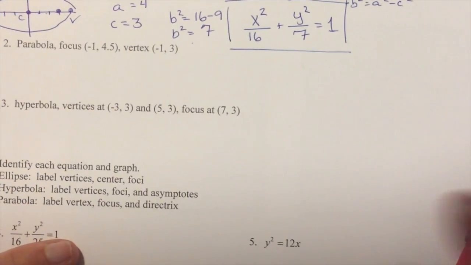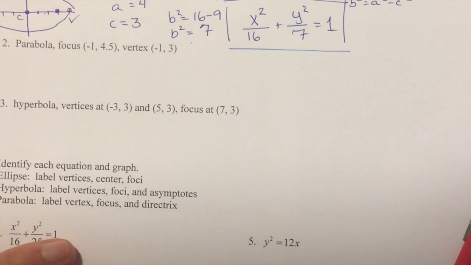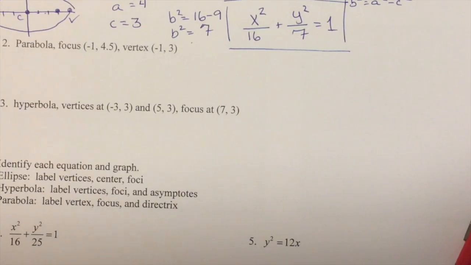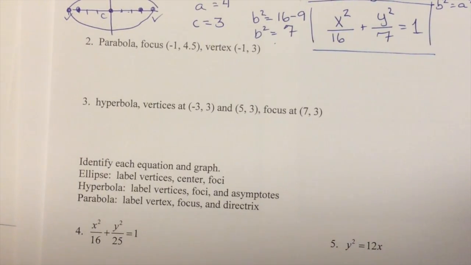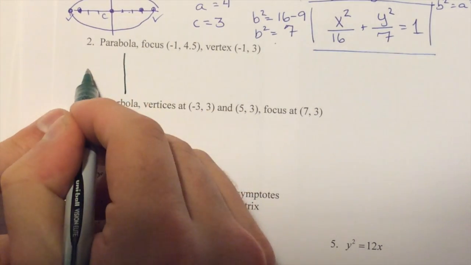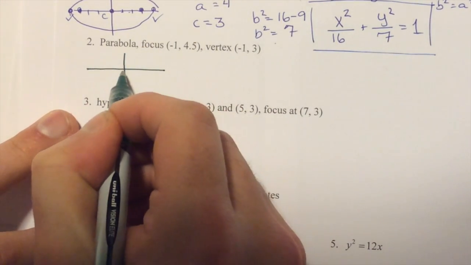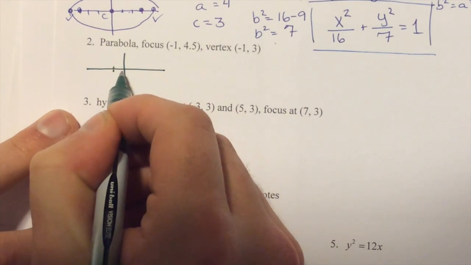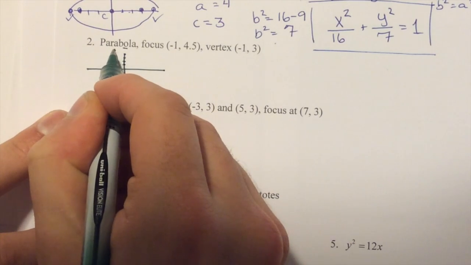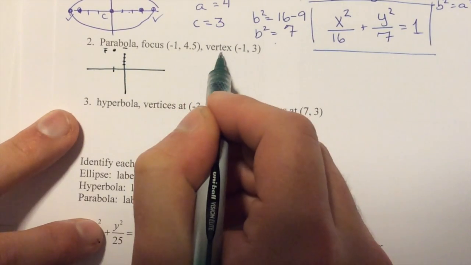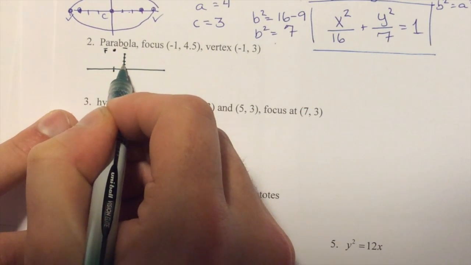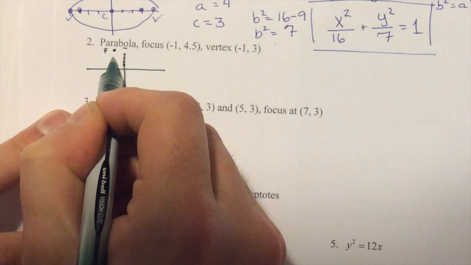Next up, I have a parabola with a focus at (-1, 4.5) and the vertex at (-1, 3). So the first thing to do, graph it. So let's see, we have our graph, and we'll go left 1, -1, up 1, 2, 3, 4, 5. So it's between 4 and 5. That's our focus. Our vertex is (-1, 3): -1, 1, 2, 3.